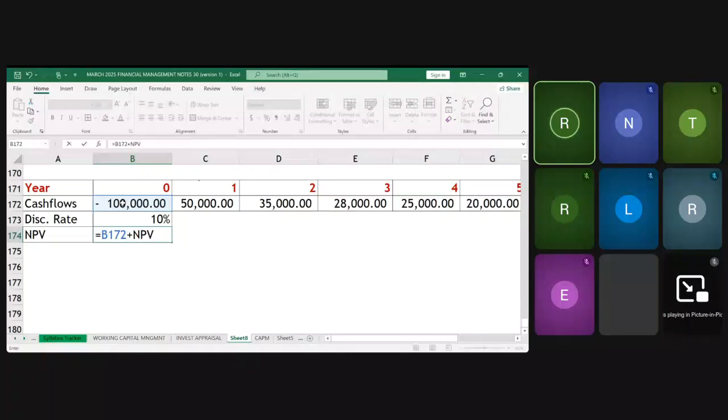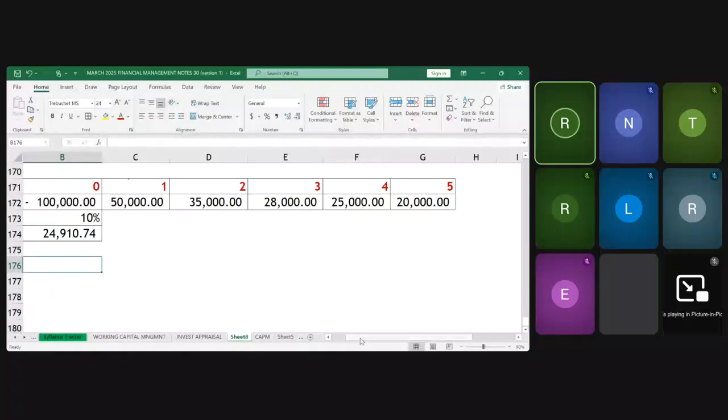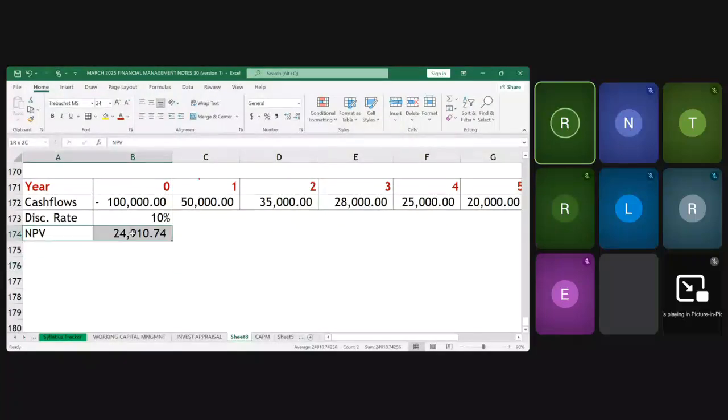NPV. When you type manually NPV, open your brackets. You open the bracket like this. You click the rate. All right. If you haven't written down the rate, you can actually type it in 10% and then comma. Click the rate 10% comma and then highlight your cash flows from here 1, 2, 3, 4, 5. You highlight those cash flows, close brackets, enter. You should get the same net present value.